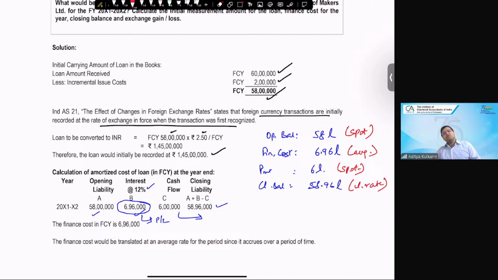Even in leases, what you used to do, you would have the opening lease liability, add the interest cost of the lease liability, less whatever lease rentals you would be paying, to give you the closing balance of the liability. That would ultimately bring the lease liability to zero. We do that, right? So that is exactly what amortized cost is.